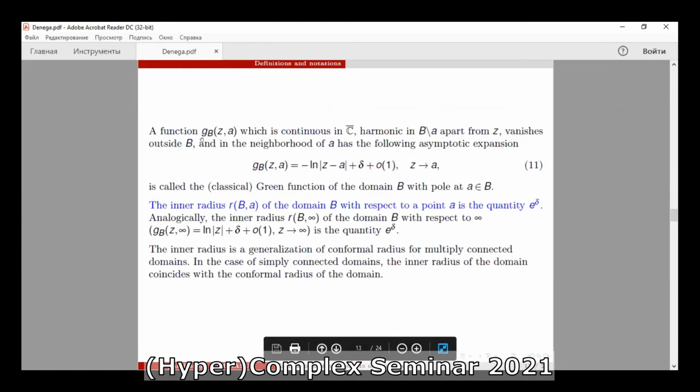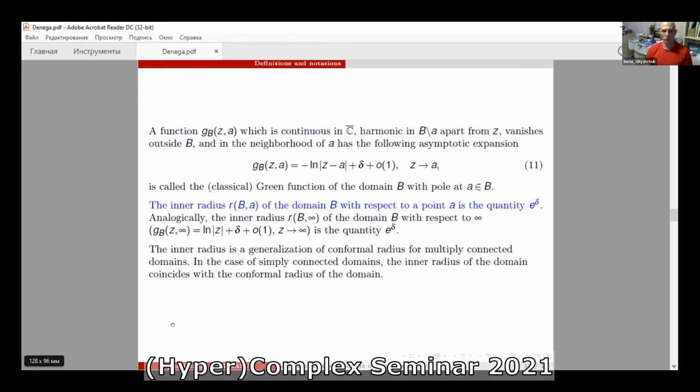A function g_B(z, a), which is continuous in C bar, harmonic in B minus a apart from z equals a, vanishes outside B, and in the neighborhood of a has the following asymptotic expansion: g_B(z, a) equals minus logarithm of modulus z minus a plus delta plus an infinitesimal value as z tends to a, is called the classical Green function of the domain B with pole at point a.